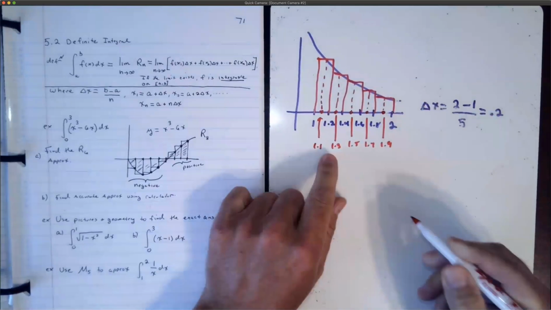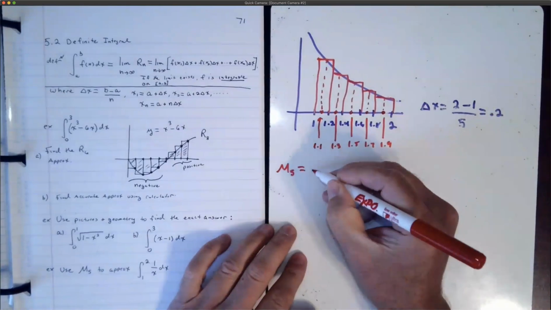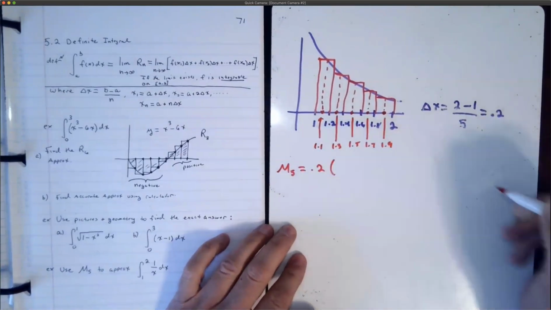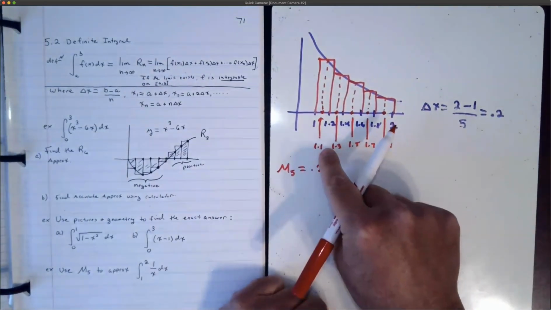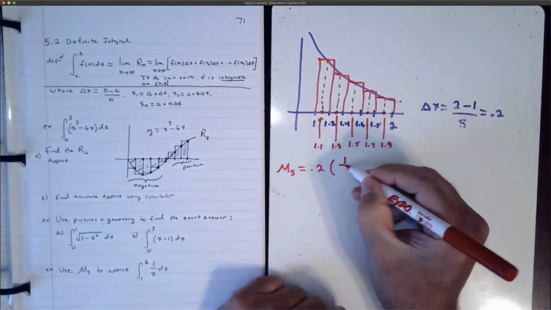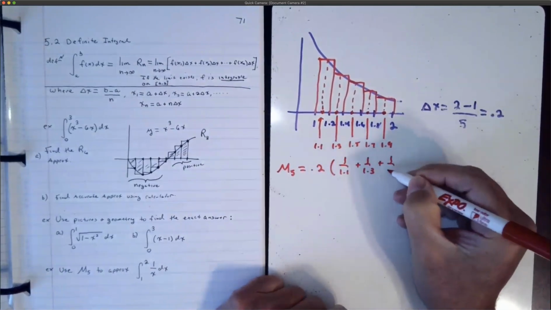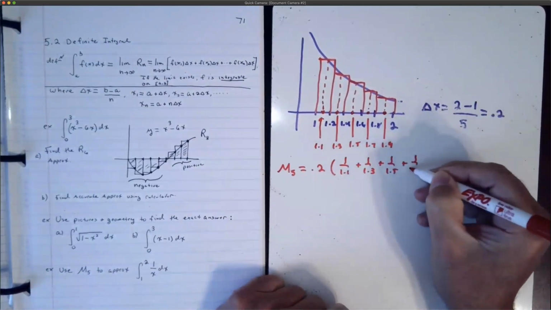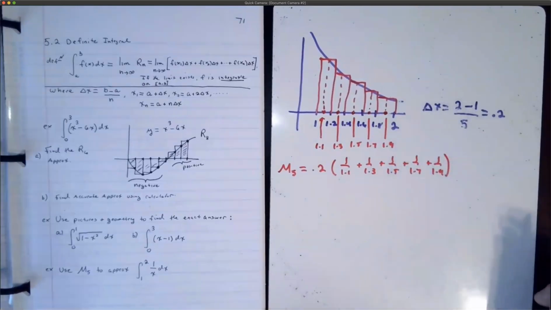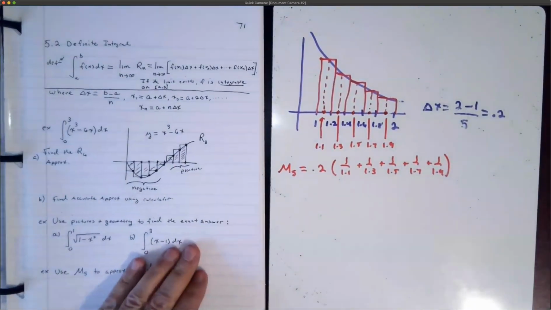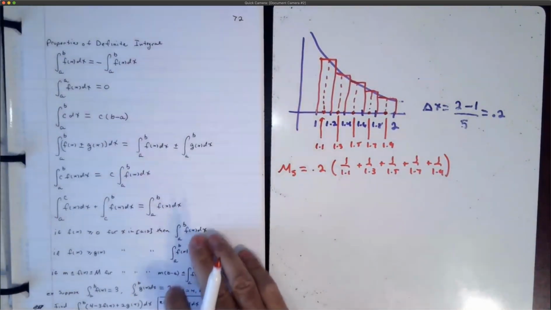All right, so the M5 would be delta x, so 0.2, times the height of each box, but the height is determined by the midpoint. So it's 1 over 1.1 plus 1 over 1.3 plus 1 over 1.5 plus 1 over 1.7, 1 over 1.9. Okay. All right, so that's easy enough to calculate. You could do that on your calculator.